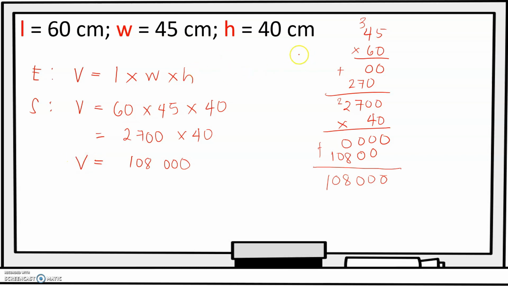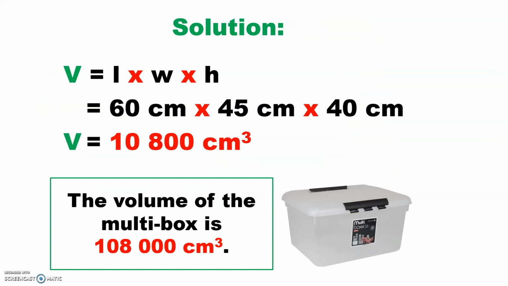Okay. And the unit given is centimeters, so the volume will be 108,000 cubic centimeters, or we can write it as V is equal to 108,000, then the word cubic and centimeters. Okay, therefore, the volume of the multi-box is 108,000 cubic centimeters. Okay, good job. Now let's try our last example.